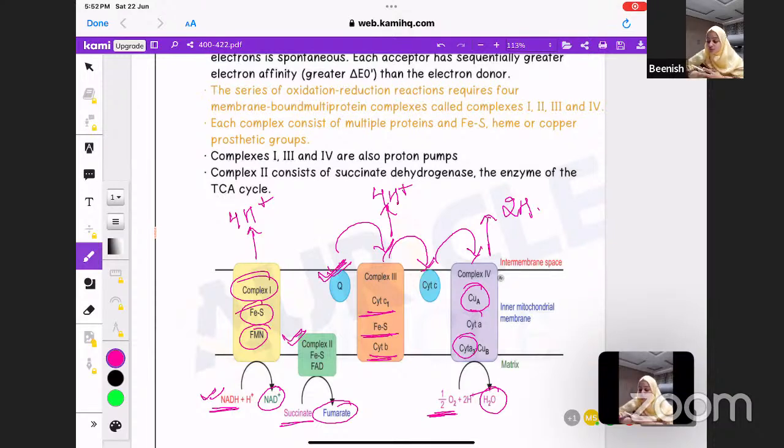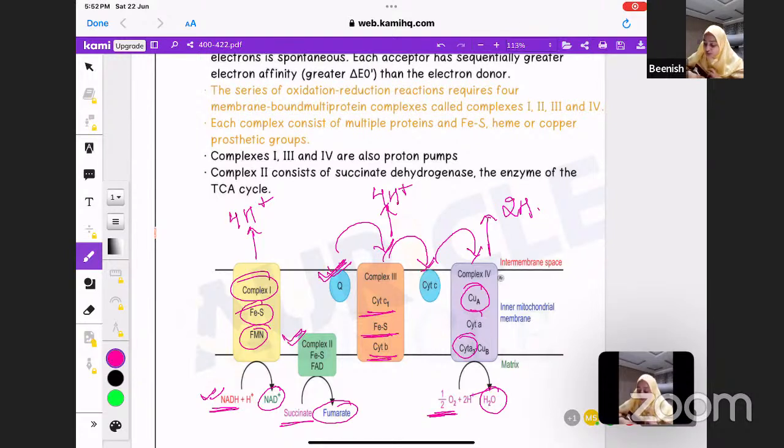How was ATP generated? It was generated via complex 5. The protons were entering back into the matrix because of this potential gradient via the F naught of complex 5. Because of this pumping back of the protons, what was happening? The gamma subunit of the F1 of complex 5 was going to rotate.